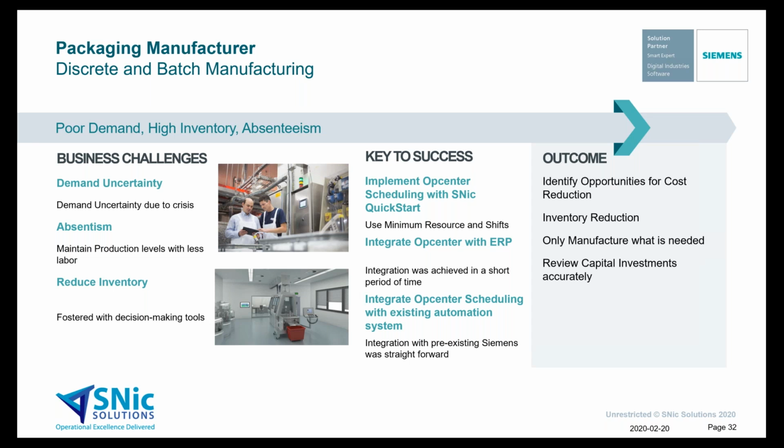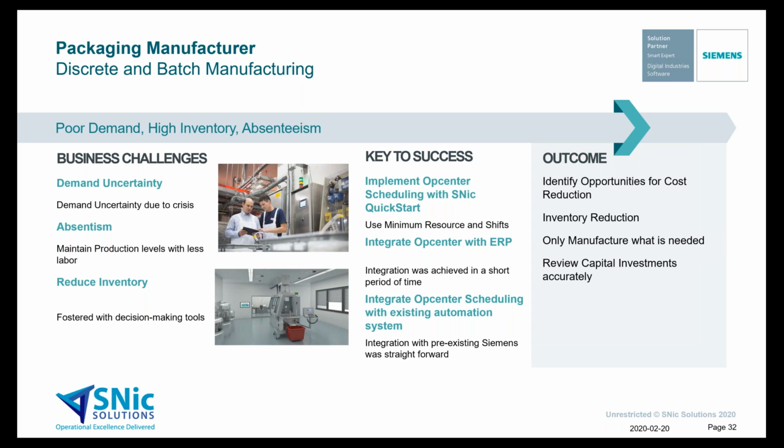So the outcome of using planning and scheduling here is that they've been able to identify opportunities of cost reduction, primarily in the inventory areas. But more importantly, they've also been able to review some capital investments accurately. Packaging is a very high capital investment because it's very high speed, it's high volume. You need to plan your capital investments accurately and months in advance. They've been able to review all the capital investments that have been required very accurately.